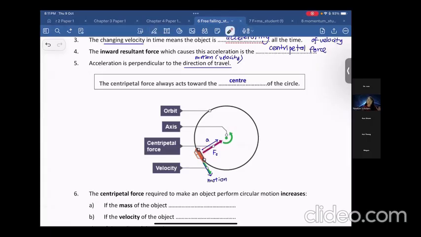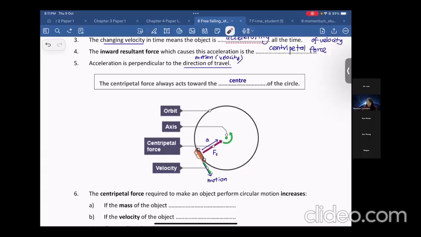Actually, all objects are trying to move in a forward way, in a straight line, but at the end, because there is some force making a change on the object, the object will keep on changing direction. What force causes the object to move in a circular path? The answer is centripetal force. Centripetal force is the resultant force that causes an object to move in a circular path.